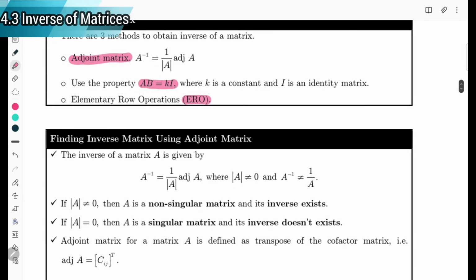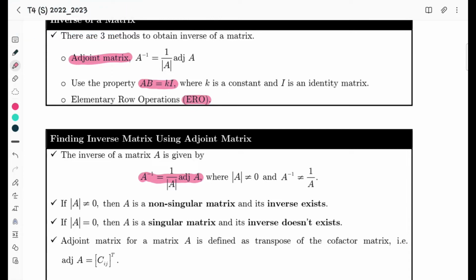Finding the inverse matrix using the adjoint matrix. The inverse of a matrix A is given by this formula: A inverse is equal to 1 over the determinant of A times adjoint A, where the determinant of A is not equal to 0.